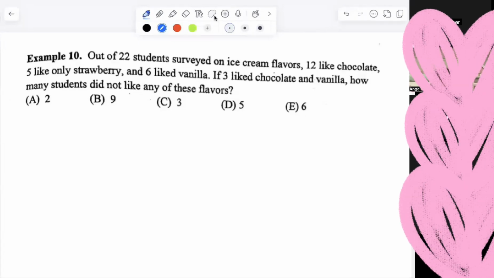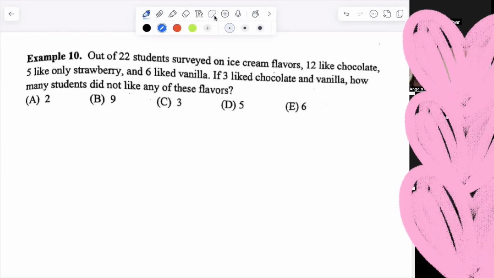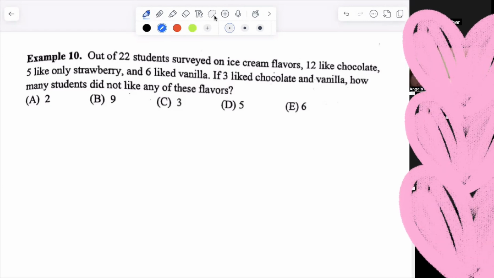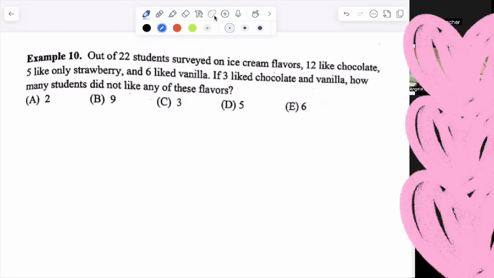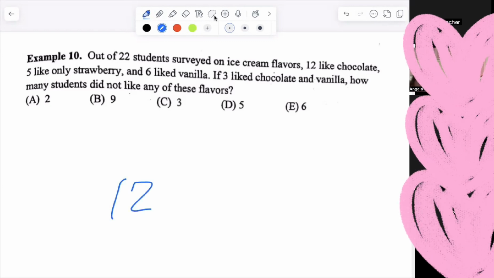All right, let's get started with this question. How are we supposed to approach this? We'll notice that 22 students were surveyed on ice cream flavors, 12 like chocolate, 5 only like strawberry, and 6 like vanilla. So let's do PIE again.